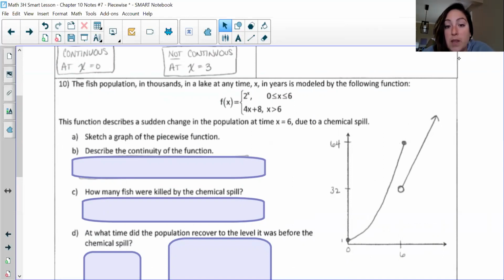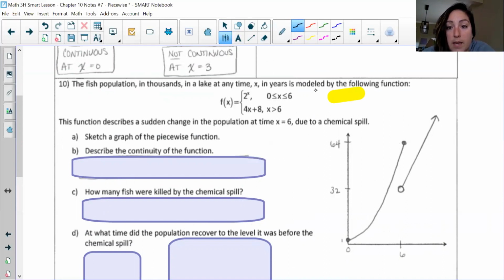So we have 2 to the x between 0 and 6. Really quickly, just create a quick table from 0 to 6. So that's 2 to the 0th, which is 1, 2 to the 6th, which is 64. So we have 0, 1, 6, 64, and we know the shape of 2 to the x. And then 4x plus 8, as long as x is greater than 6.